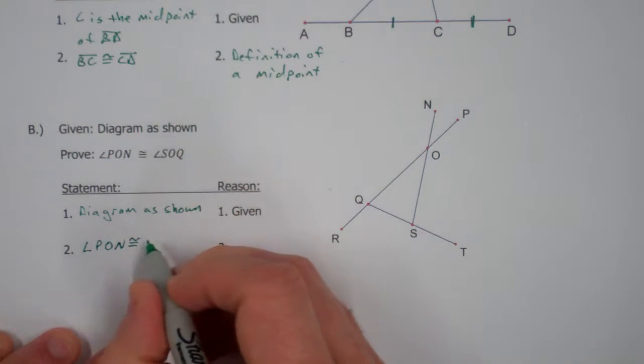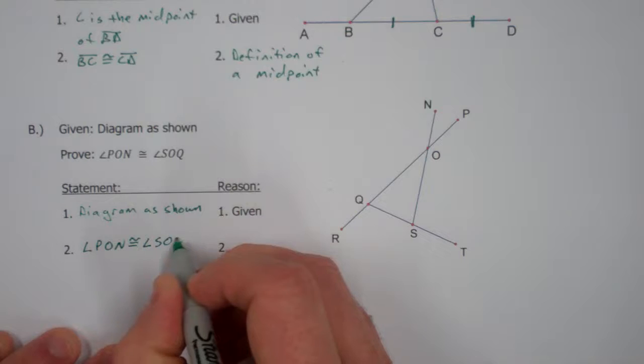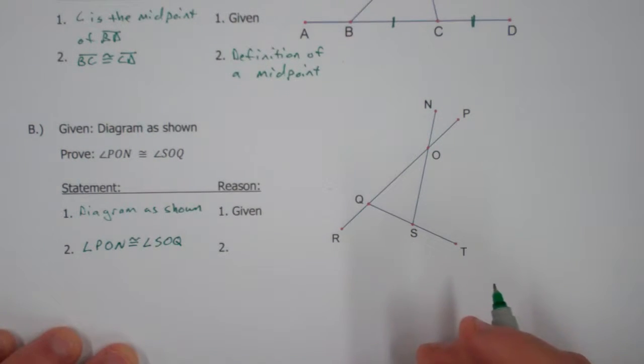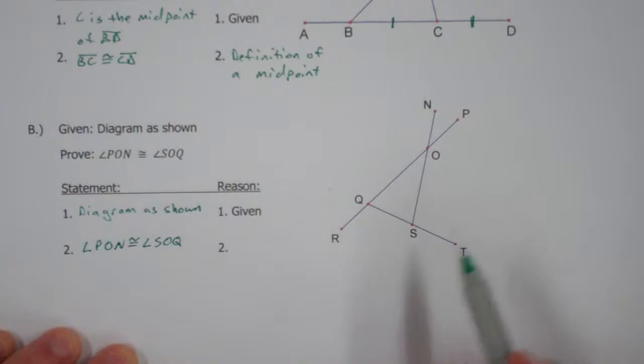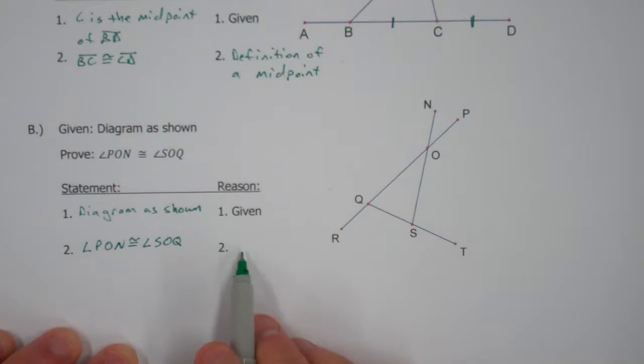And some proofs are very long. You might have more than just 2 for sure. You could have a 7 or 8 step or even more step proof. And that proof statement would be the last one. We need to come up with a valid reason though.